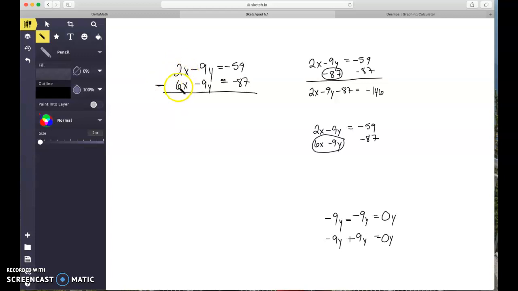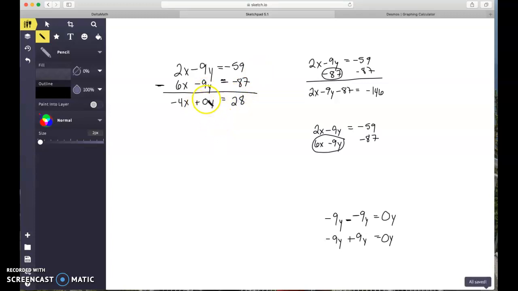2x minus 6x gives me negative 4x. Negative 9y minus negative 9y leaves me with 0y. And negative 59 minus a negative 87. Now let's see here. When you do minus a negative, so negative 59 minus negative 87, right? You're really doing a plus, so you get 28, okay?